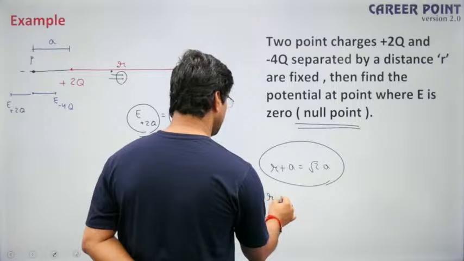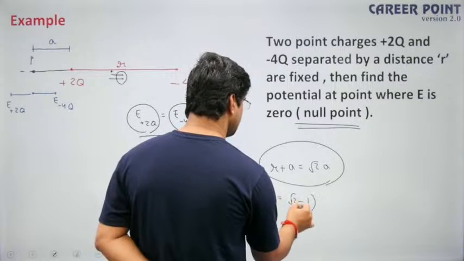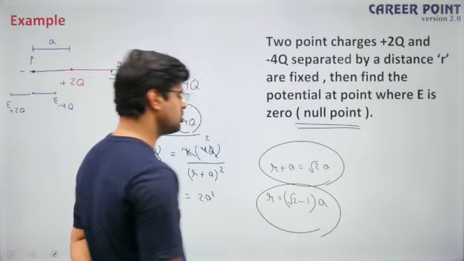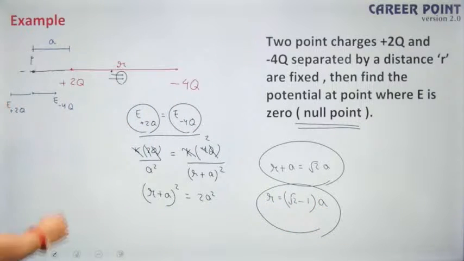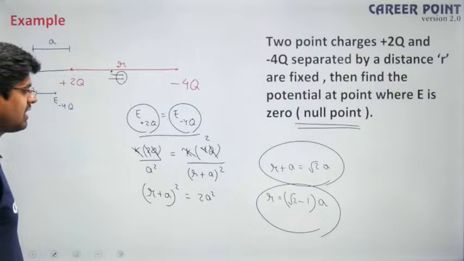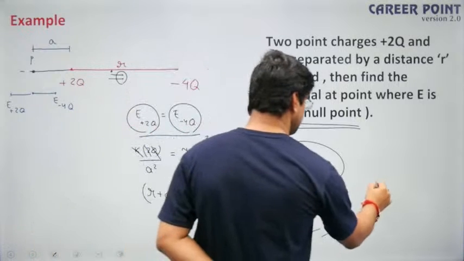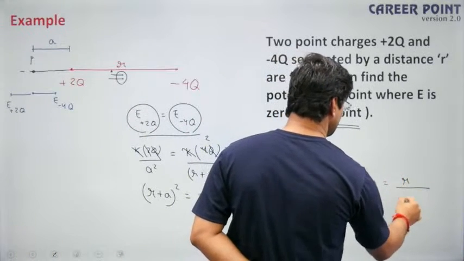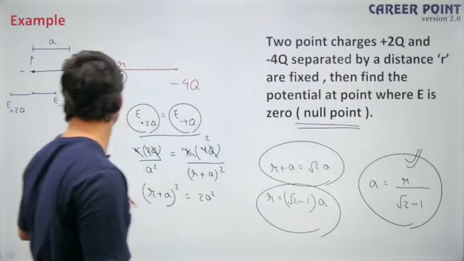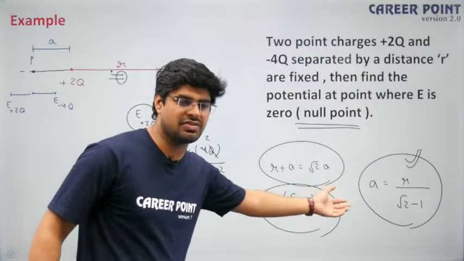So from here I am getting r is equals to root 2 minus 1 into a. So this is going to be our answer. What will be the value of a? Value of a will be r upon root 2 minus 1, from charge plus 2q. Now, is this the final answer? Is this the answer we are supposed to have?